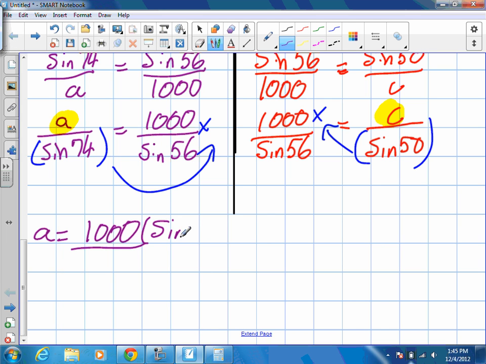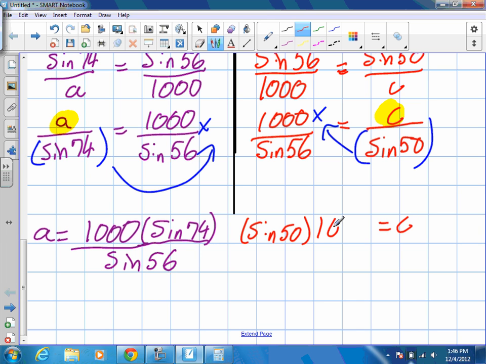But if not, you can just put it like this on top of the fraction and it would still be divided by sine 56. And in the other question, we'll have C is equal to sine 50 times 1,000 divided by sine 56. Okay? So we've now set these up. The very last step is to use our calculators to solve for both of them.